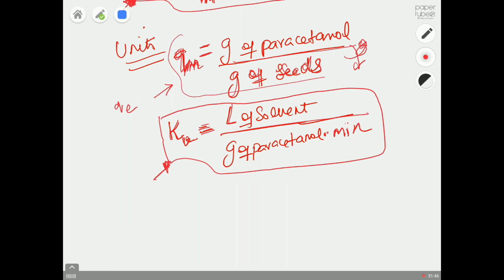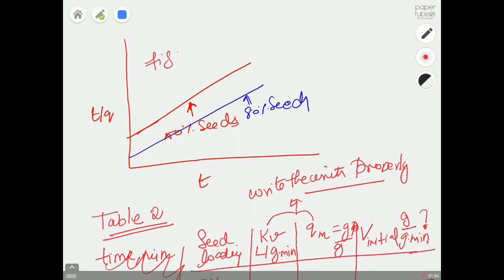So just don't forget these units. Units are really important. And then this is your final graph that you need to put in your report. I think this is figure 5. So you plot T by Q, put the units. T will be in minutes.